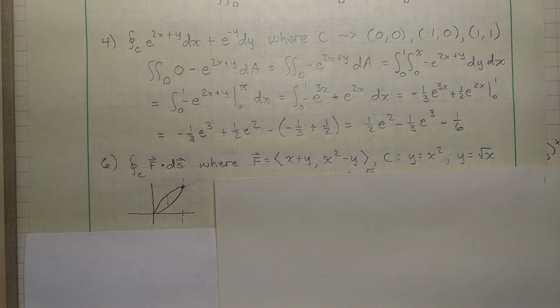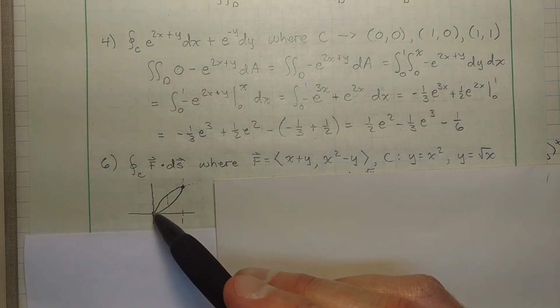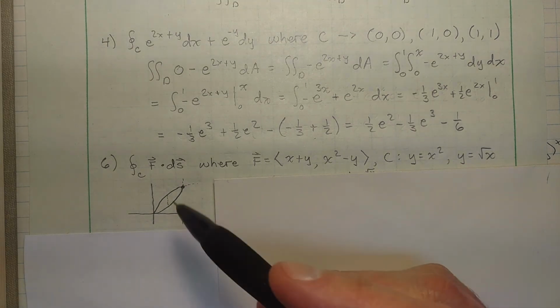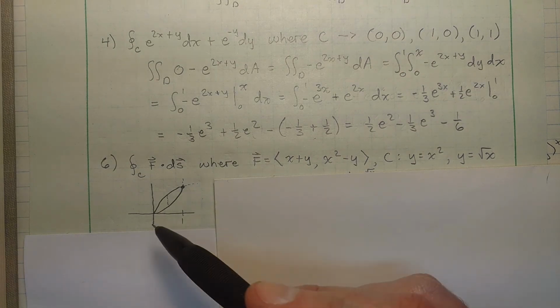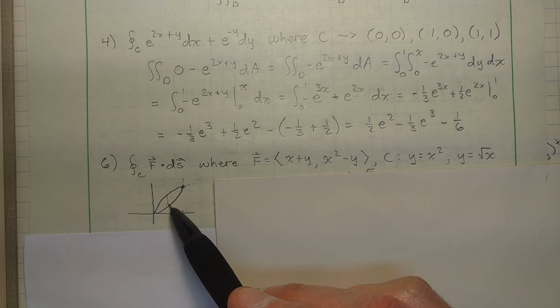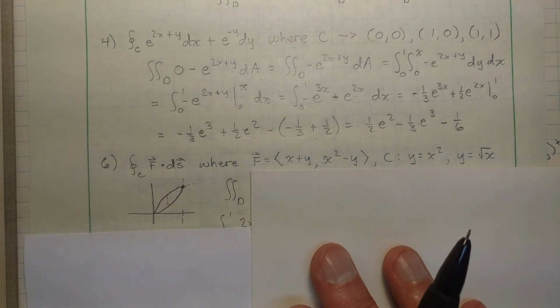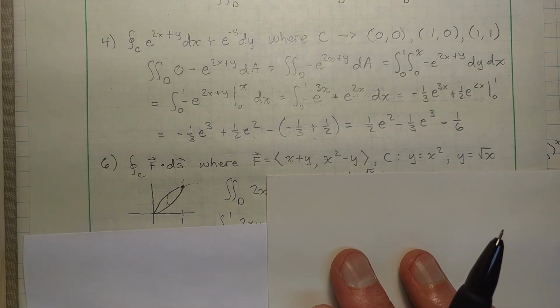We know it's oriented counterclockwise, so we know we're going in this direction. But notice it's another one that's vertically simple. X goes from 0 to 1, and we've got the y values trapped between x squared and square root of x. So now we can set up our formula here.